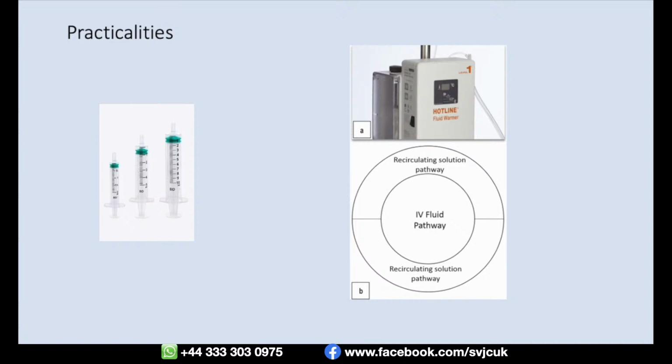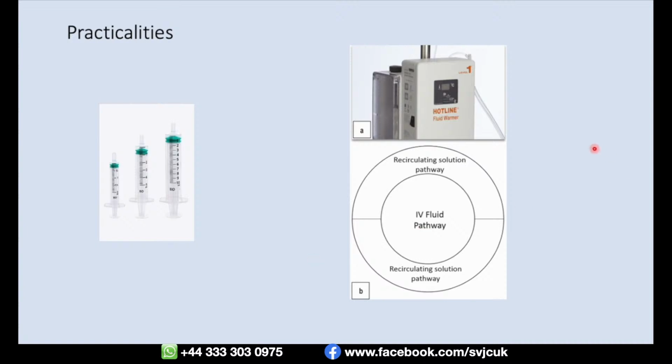For administering a fluid bolus to a small child, we might want to use a syringe just so we have absolute control over how much we're giving. You might want to use this in combination with a burette, so you could measure 10 mils per kilo into your burette, and you could use a syringe and a 3-way tap to actually draw this out of the burette and syringe it into the patient.